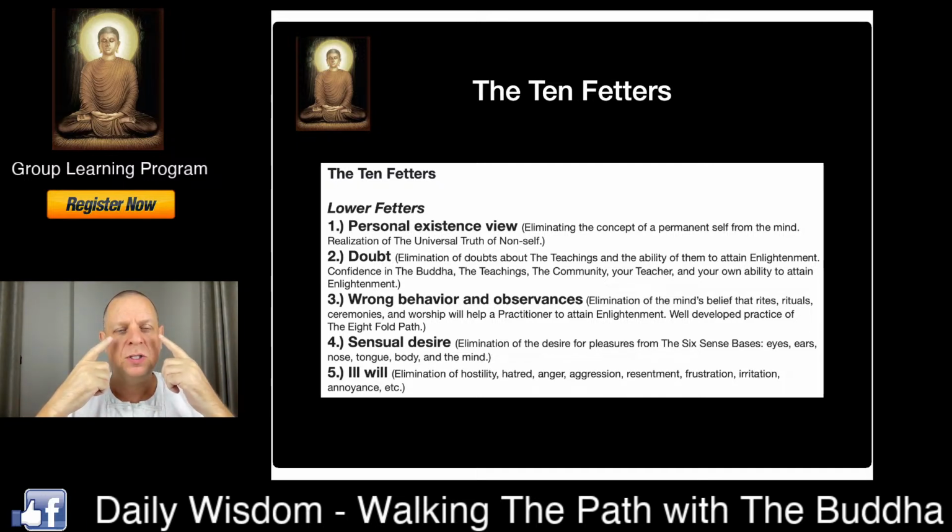You're going to see physical forms through the eyes. You're going to hear sounds through the ears. You're going to smell certain odors. You're going to have certain flavors that touch the tongue. You're going to have certain physical objects that come in contact with the body. And then you're going to have certain mental objects that go through the mind. And the mind wants agreeable contact.